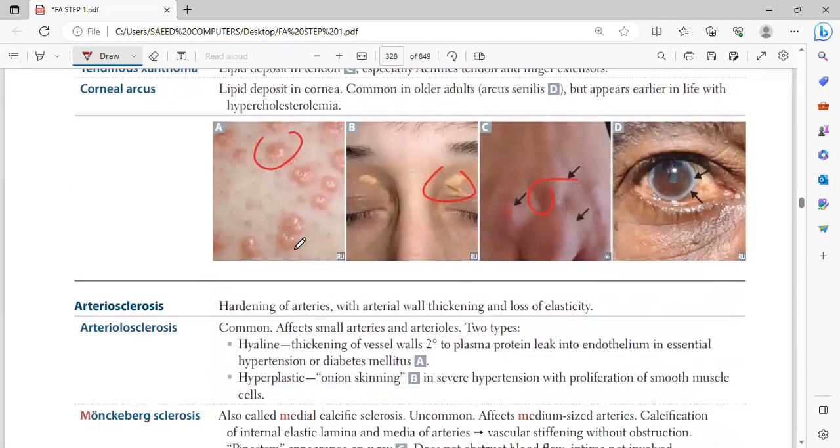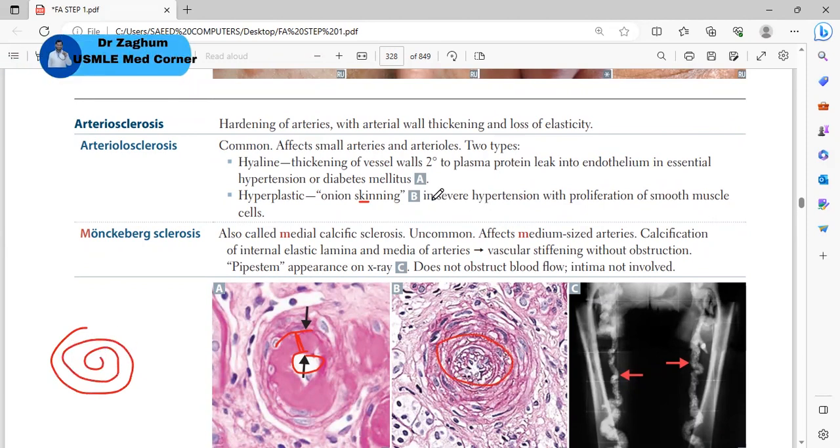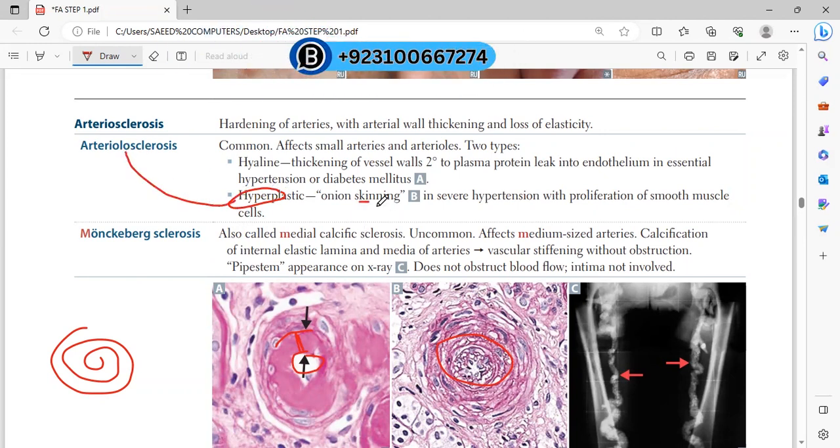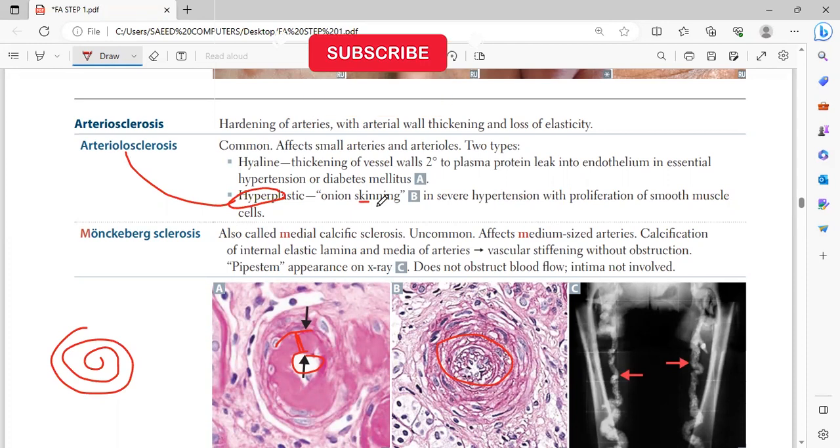Then hyperplastic arteriosclerosis is called onion skinning. Here you can see the onion skin. It is present in malignant hypertension with proliferation of smooth muscle cells. Hyperplastic arteriosclerosis, fibrinoid necrosis, and flea-bitten appearance of the kidney are signs of malignant hypertension. I will repeat: hyperplastic arteriosclerosis, fibrinoid necrosis, and third, flea-bitten appearance of the kidney, that is for arteriolosclerosis.